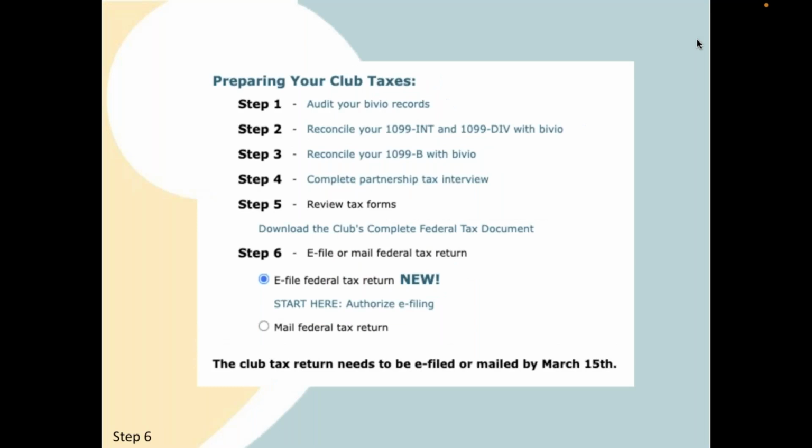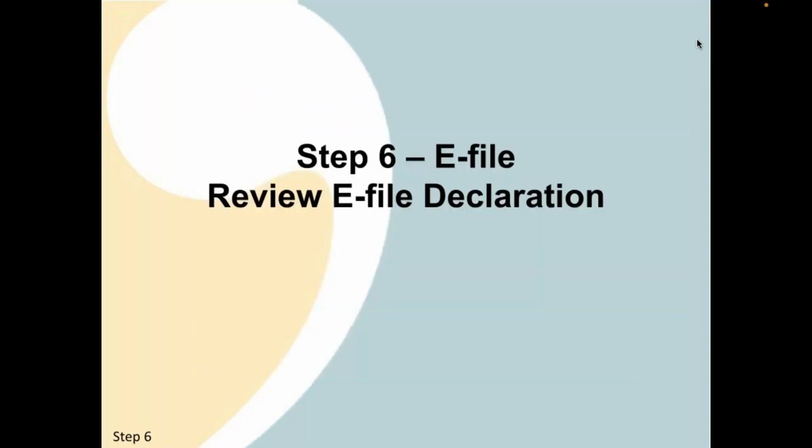If you've chosen to e-file your club's federal tax return, you'll need to review and electronically sign the e-file authorization. Click Authorize e-filing to begin. bivio will complete the e-file declaration form with your club's information. You need to review it.